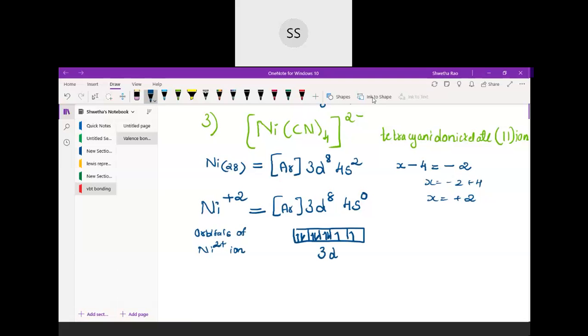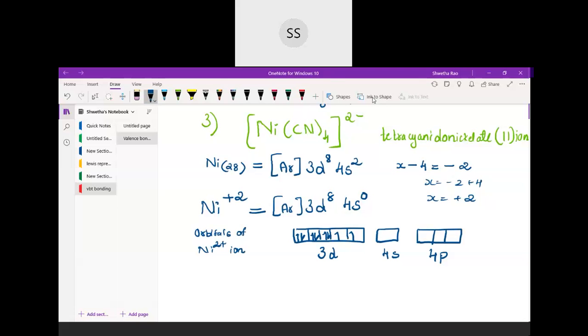After the 3d orbital, the next orbital available here is the 4s orbital, which is empty. So we will write that as it is. And then after 4s, the next empty orbital is the 4p orbital. That also I will draw and keep as it is, because ligands are going to come to the metal atom to occupy this. So I have kept it as it is.